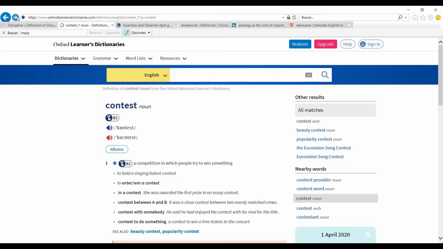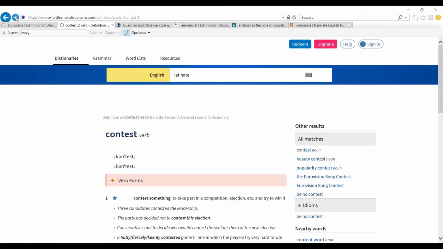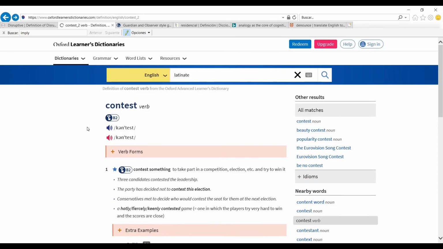But there are many words in English that shift the stress when they turn from a noun to a verb, right? The functional shift is perceived through the stress. So a contest, but the verb is to contest. See the stress here, right? And the same happens with other words very quickly.